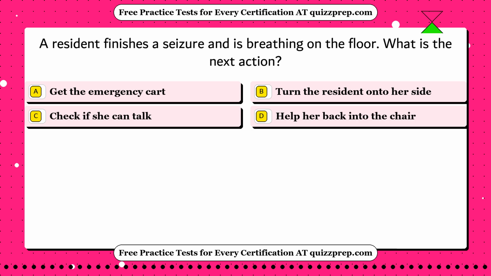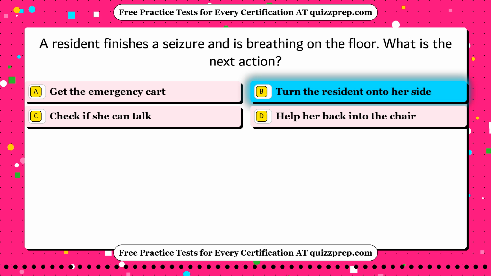Question 155. A resident finishes a seizure and is breathing on the floor. What is the next action? Option A, get the emergency cart. Option B, turn the resident onto her side. Option C, check if she can talk. Option D, help her back into the chair.